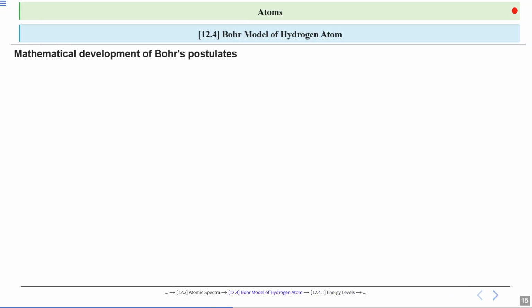So let's look at the mathematical development of Bohr's postulates. Bohr's model was a major step forward in understanding the structure of atoms, especially how electrons move around the nucleus. Bohr's second postulate tells us that the angular momentum of an electron in an atom is quantized. That means the electron can't just have any value of angular momentum, it can have specific fixed values.